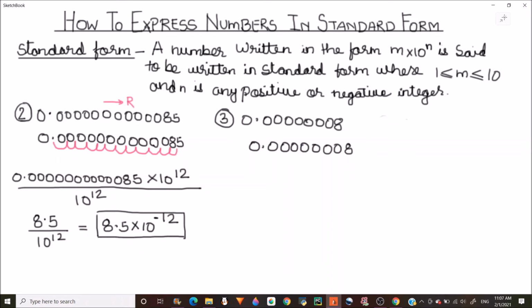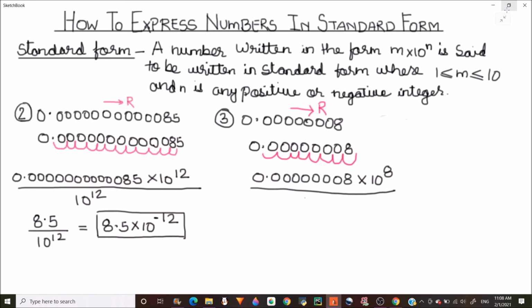As we have to write this number in standard form, we move to the right to count the number of decimal places. So 1, 2, 3, 4, 5, 6, 7, 8. So after 8 decimal places, we have to put the decimal point to make this number between 1 and 10. We have to multiply and divide this number by 10 to the power 8 to express it in standard form.